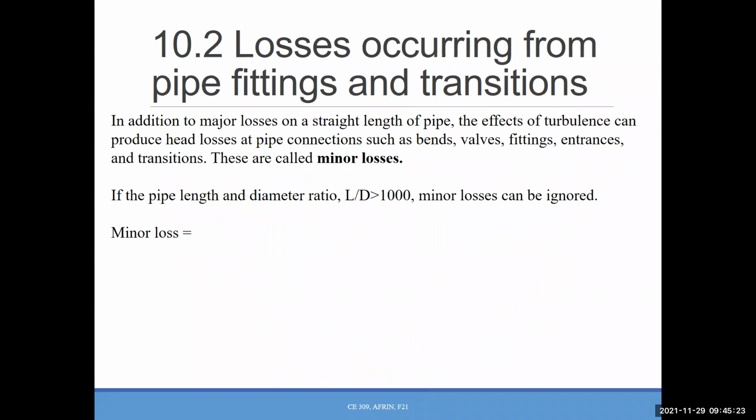Okay. So as I said, the minor loss, most of the time it's insignificant compared to the major loss. That's why it's called minor loss. There is a thumb rule: if the pipe length and diameter ratio L over D is more than 1000, minor loss can be ignored. And you will see that message sometimes that, okay, ignore the minor losses.